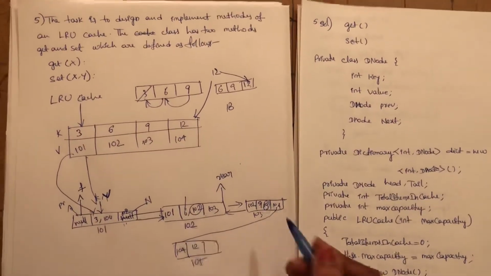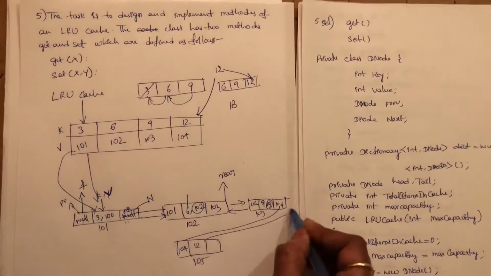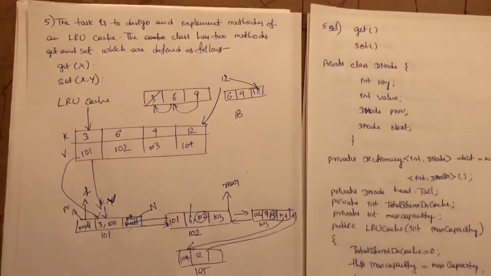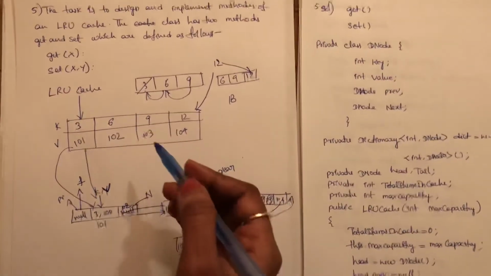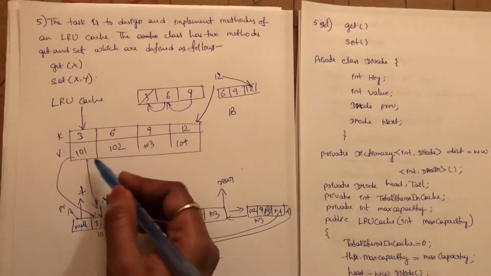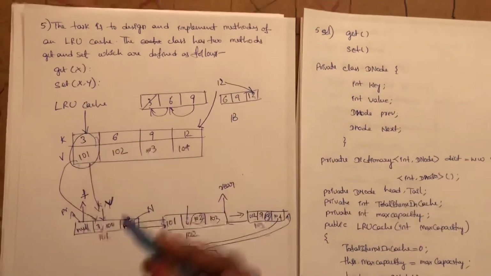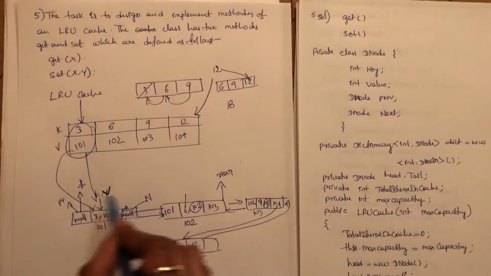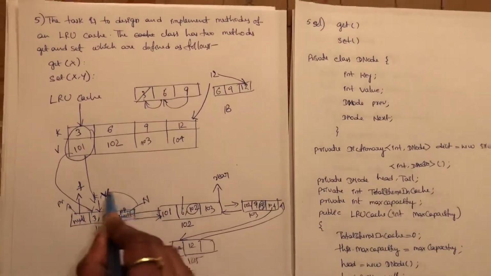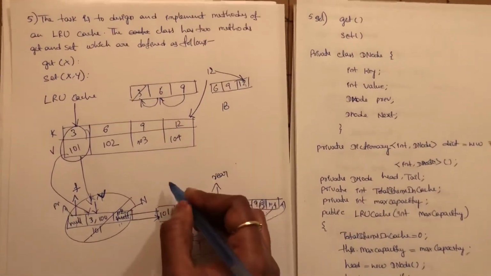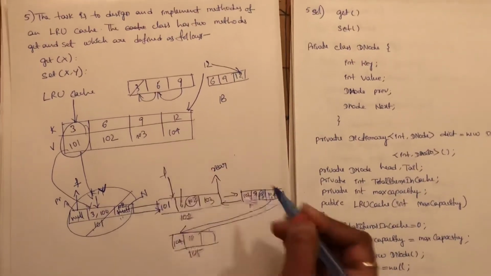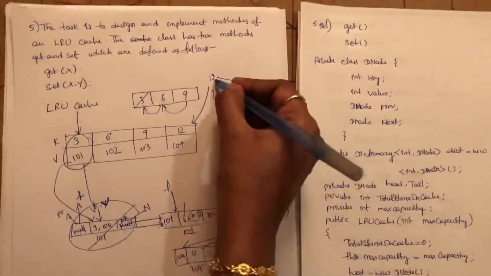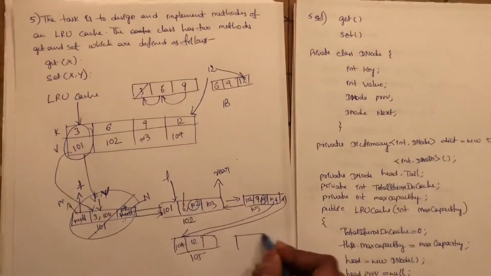There is no space for the new elements. What do we do? We have to delete the least recently used one, nothing but 3. So we remove the first element, the first node in the doubly linked list, and then the front pointer will become here. Then we allocate the new entry here.